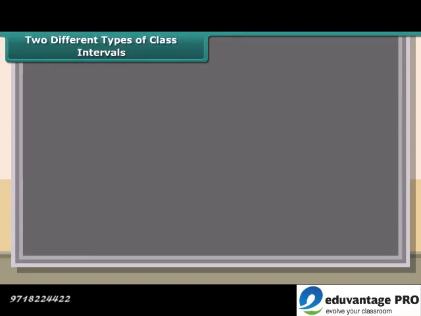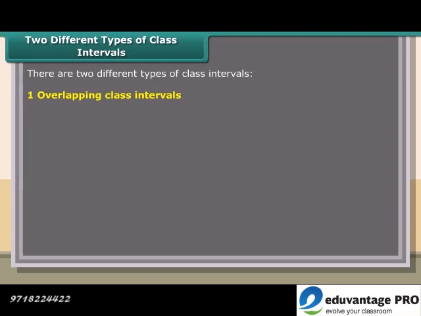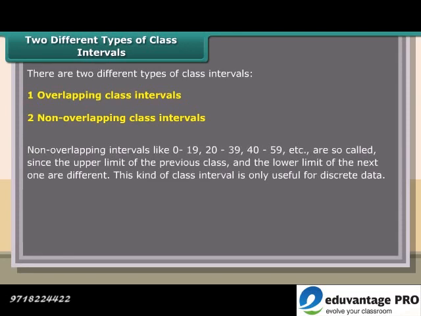There are two different types of class intervals: 1. Overlapping class intervals, and 2. Non-overlapping class intervals. Non-overlapping intervals are like 0 to 19, 20 to 39, 40 to 59, etc.